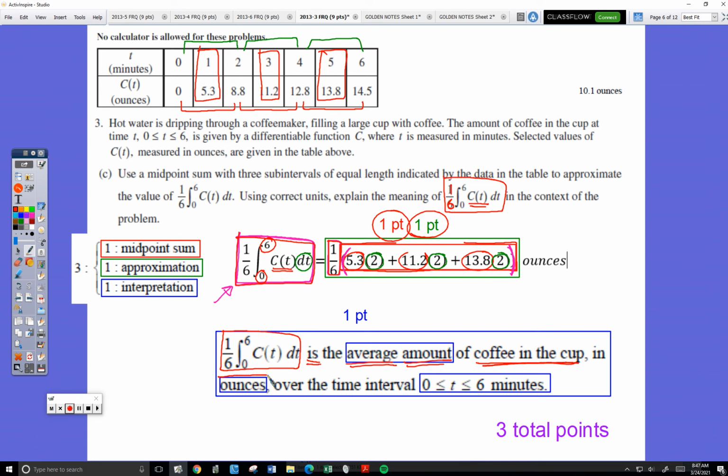You've got to have the units of that average. Coffee's measured in ounces. You've got to have units for the time interval, and you've got to specify the time interval. So you must be very particular and very careful. You only get the 1 point for the blue if you talk about how the integral is the average amount of coffee in the cup. If you ever use the word rate, you lose the point. That integral is not doing anything with rate. If you forget the word ounces, you would lose the point. If you forget the word minutes, you would lose the point. If you don't specify the time interval, you lose the point. So it's only 1 point. You must have all those things in order to get the point.